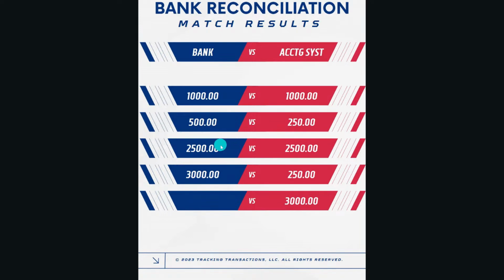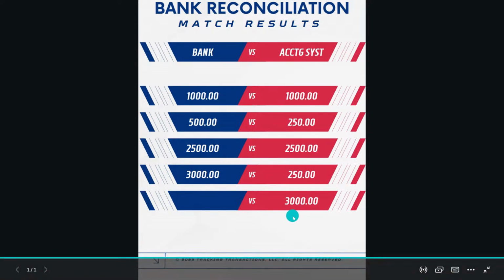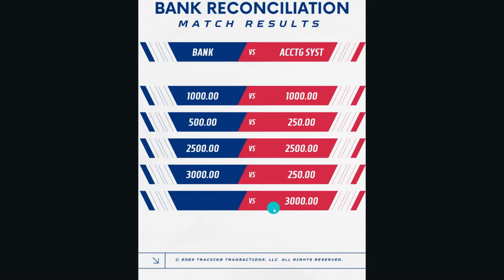We got $2,500 in the bank, and we got $2,500 in the accounting system. Woohoo, we got another win. Now we got $3,000 in the bank, and here we are, $3,000 in our accounting system. Another match. Woohoo, easy, right? So now we've still got to circle back to the $500.